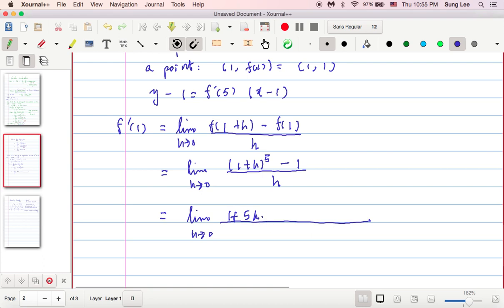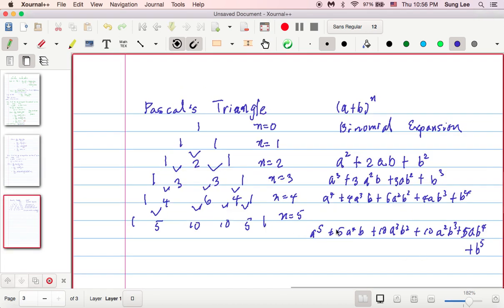5h, 10h squared, 10h cubed plus 5h to the 4 plus h to the 5 minus 1. Okay, that's what we have, divided by h. So let me confirm that: 5, 10, 10, 5, right? 5, 10, 10, 5. Okay.